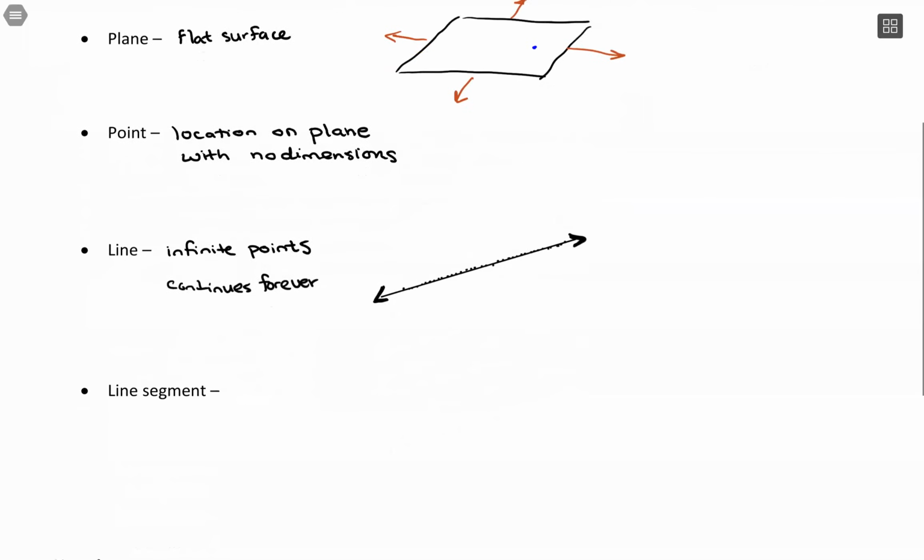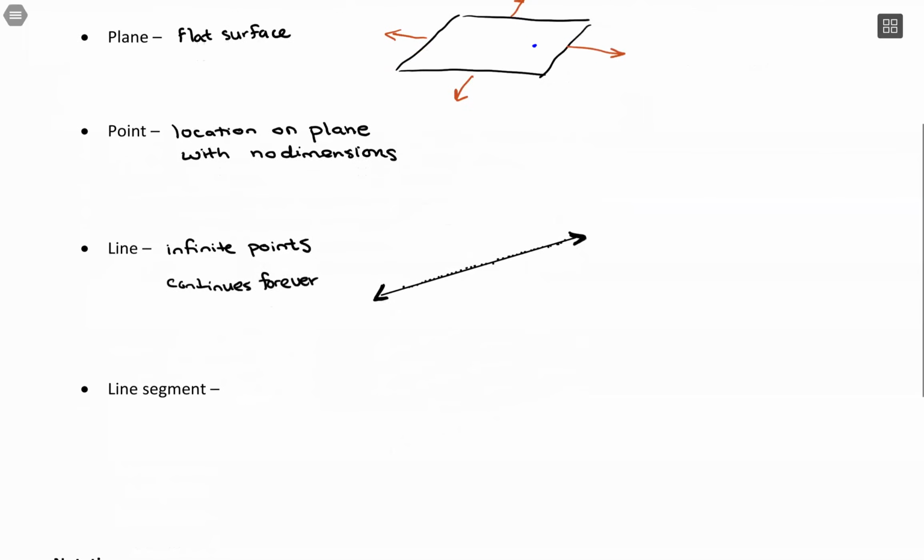Now, what I had drawn before is actually a line segment, and this begins and ends at 2 points. Where a line would continue forever, with a line segment, if I drew something similar there, instead of putting arrows at the end, we would have this beginning point and ending point, and that's what makes a line segment.